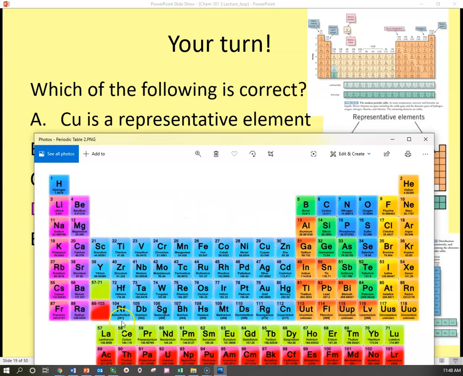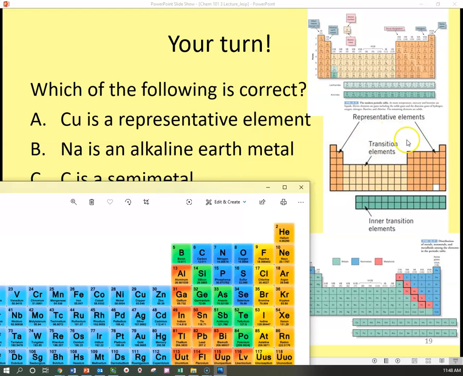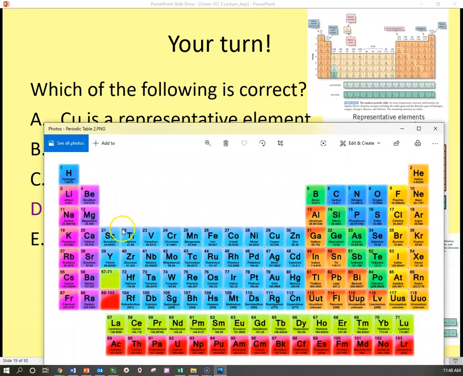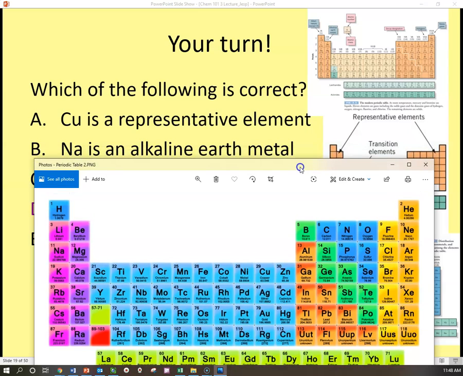Do you remember what that blue section is called? Can you read that small writing? Oh, that's the transition. Okay. Very good. That's the transition elements. So on our periodic table, the blue ones are our transition elements. So copper is not a representative element.